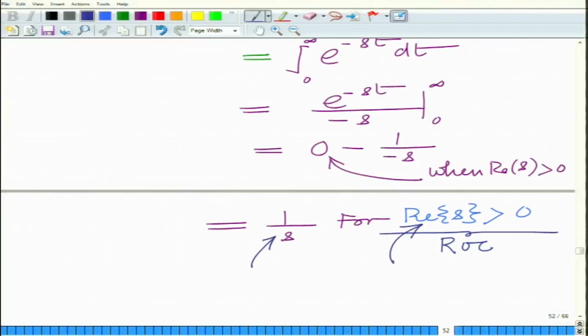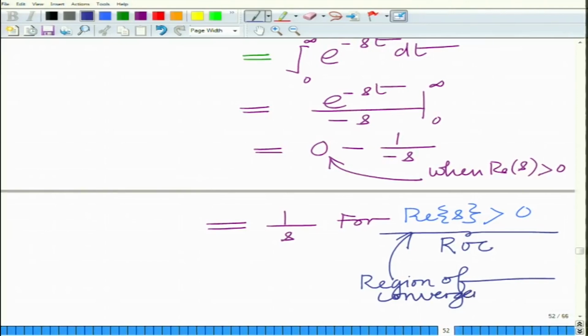So, this is the region of convergence for the unit step. In fact, we cannot say this is the Laplace transform, because the Laplace transform is the complete thing, it is the expression plus the ROC. So, this is basically your region of convergence.